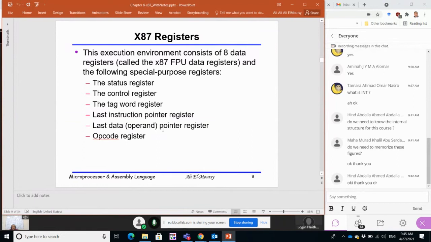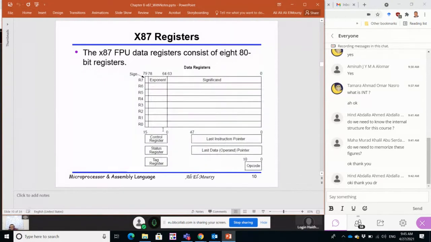We will go over them, maybe not all of them, but the most important and critical ones, to give you an idea about how this processor deals with the registers, the instructions, the controlling, and the status of the operations for the floating point. Right. Here is another picture that shows the layout of those key registers in the X87 machine.